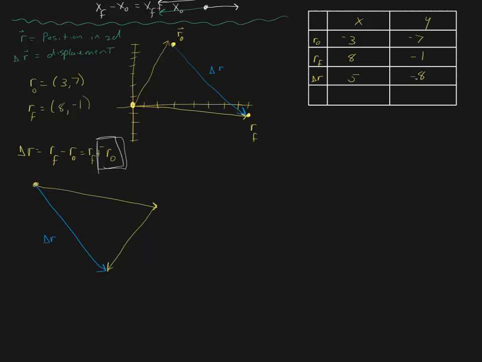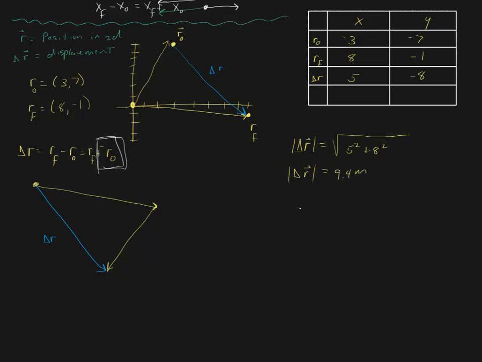Now we need to determine the magnitude or the length of this vector. And so to get the length, we use the Pythagorean theorem. So the magnitude of delta R is equal to the square root of 5 squared plus 8 squared. So delta R, the magnitude of delta R, is equal to 9.4 meters.